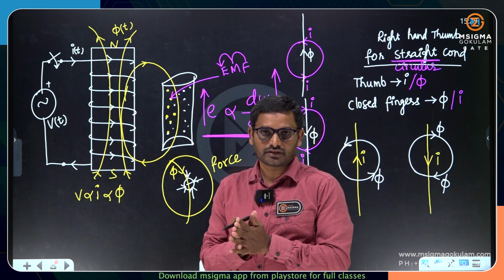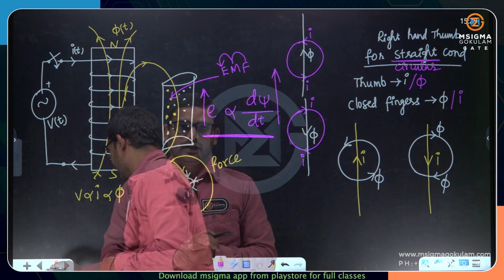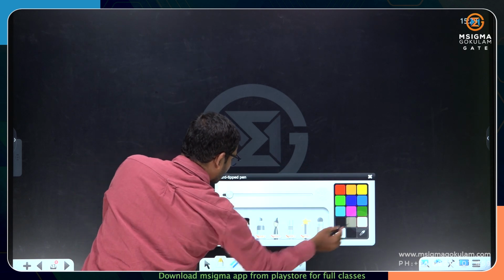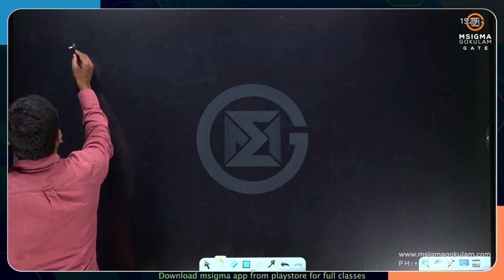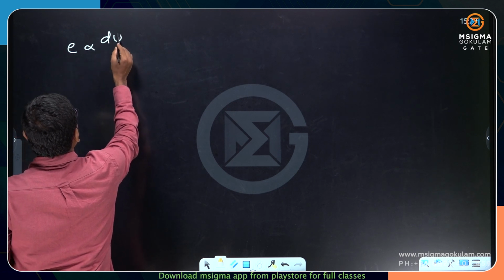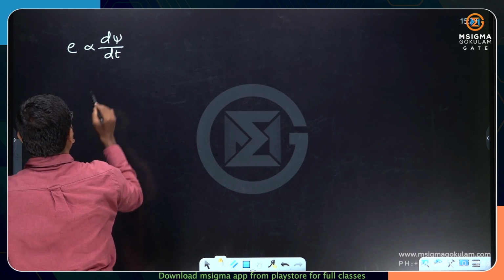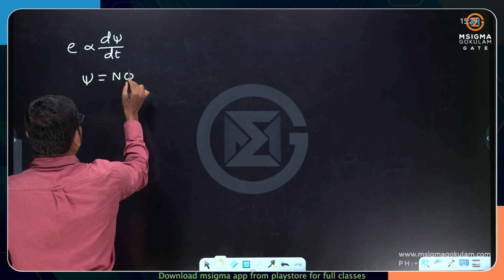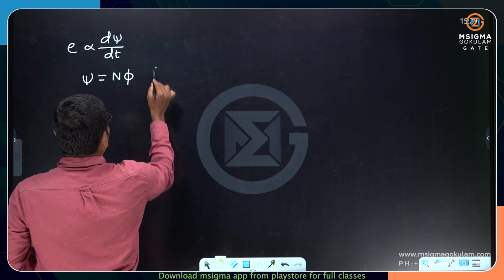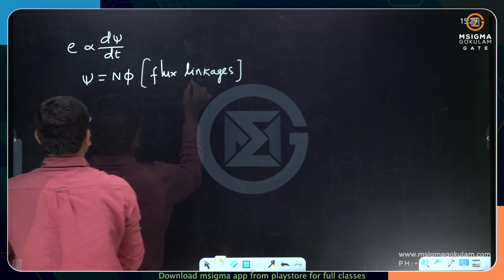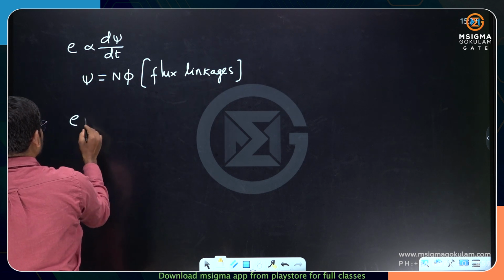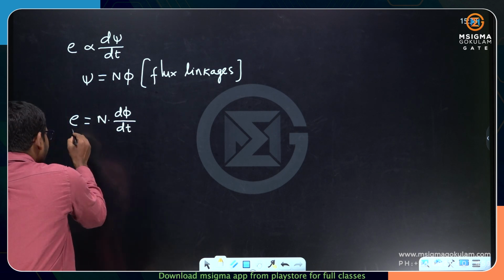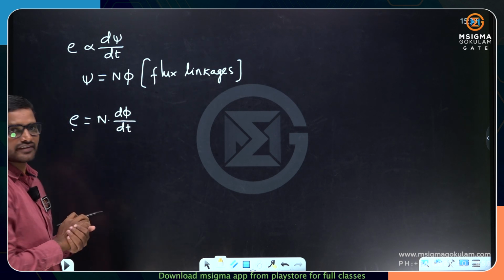Let me tell you on a new slide. As I said, electromotive force depends on E proportional to d psi by dt. Here d psi is nothing but flux linkages, N into phi. So I can write the EMF equation as N into d phi by dt. So the induced EMF depends upon the rate of change of flux lines.